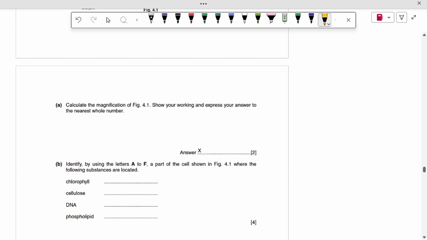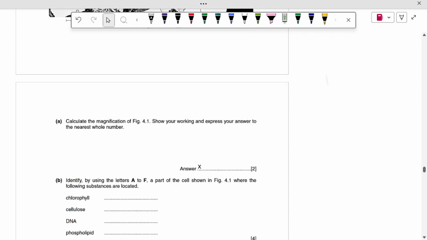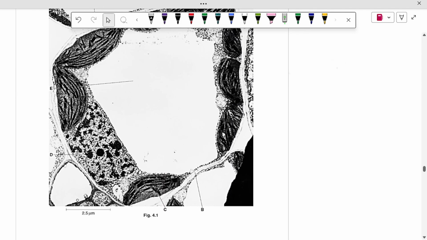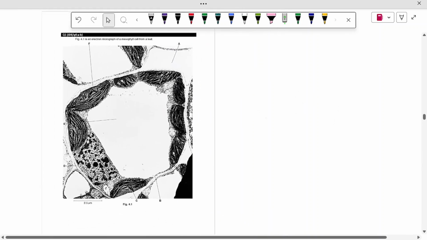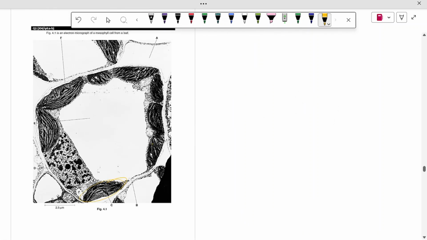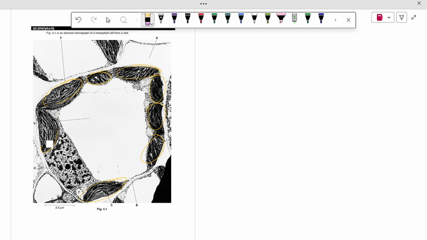Identify by using letter A to F a part of the cell shown in figure 4.1 where the following substances are located. So we need to identify from A to F chlorophyll आपको कहाँ पे नजर आएगा. So chlorophyll is obviously your C. ये रहा आपका chlorophyll. ये दूसरा, तीसरा, चौथा. This is fifth, sixth, seventh, and eighth. Total 8 chlorophyll in this plant cell.